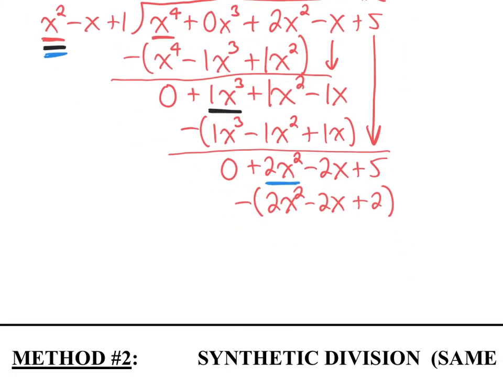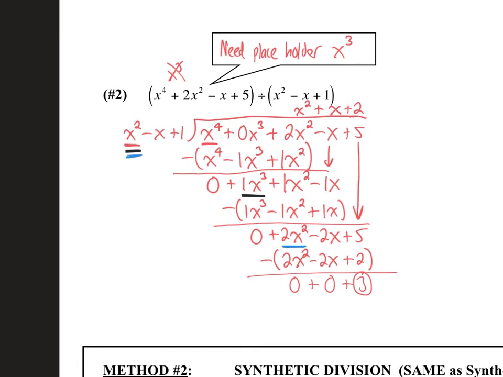All right. Now we need to subtract straight down. So 2x squared minus 2x squared is going to be 0. Negative 2x minus a negative 2x is plus 2x, so it's going to be plus 0 again. And 5 minus 2 is going to be 3. So this is our remainder, but our answer is what's above here.